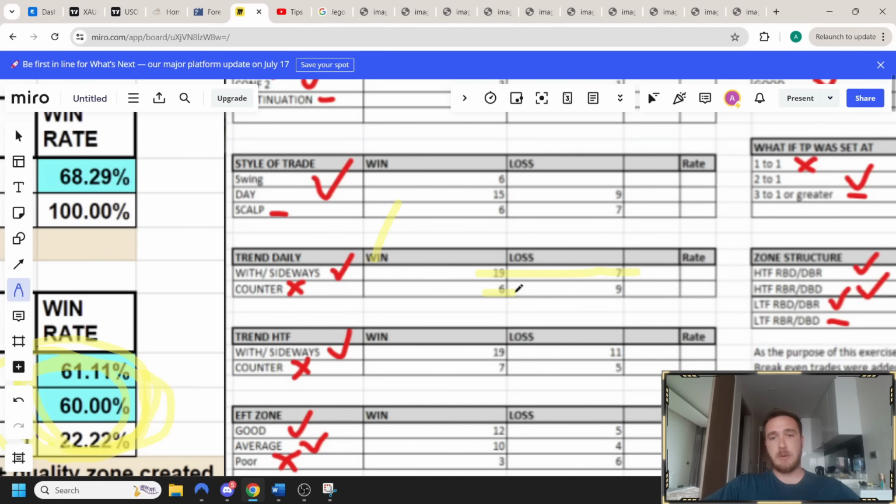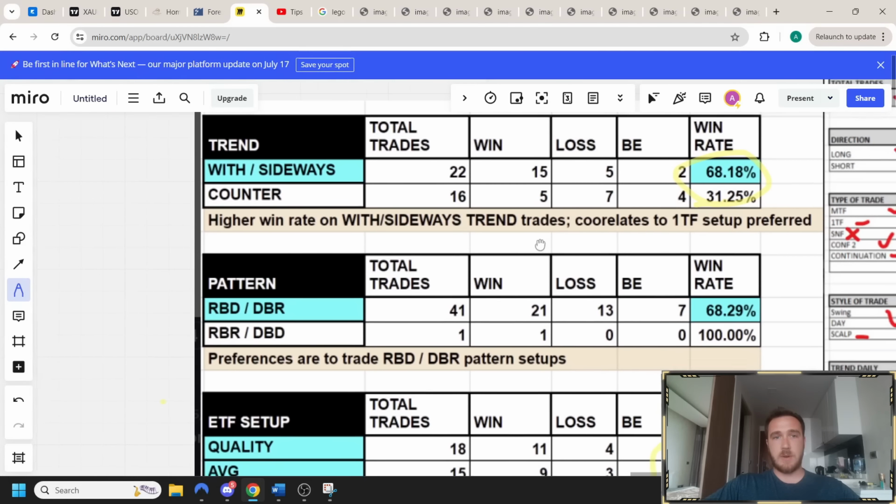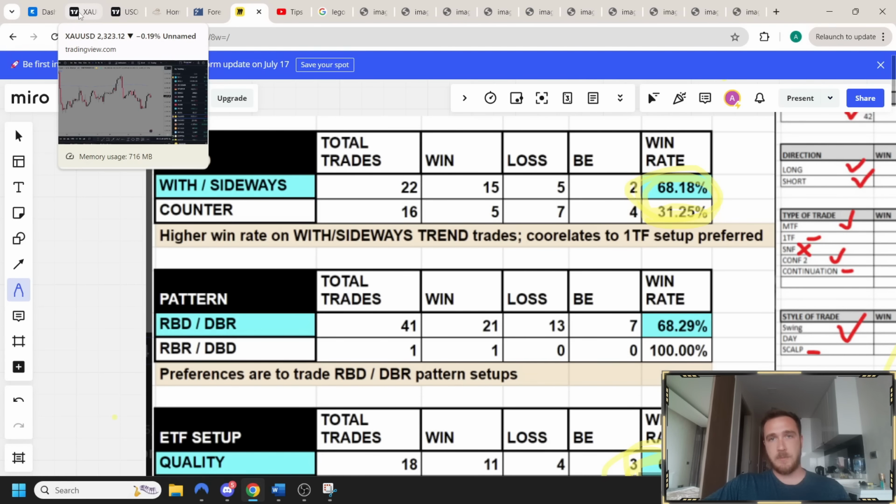Versus if he's trading counter trend, 6 winners, 9 losses. Same thing for this guy over here. When he's trading with a trend or in a sideways market, he's got a 68% win rate versus trading counter trend, 30% win rate. So it's important that we actually have a method of determining trend, okay?